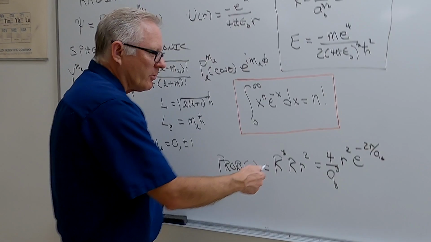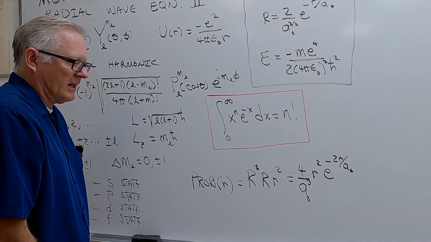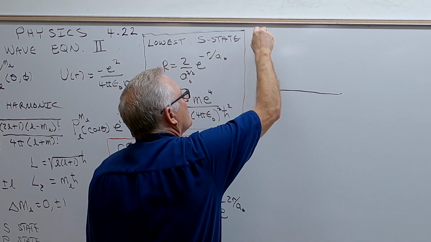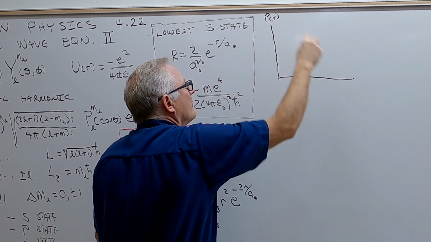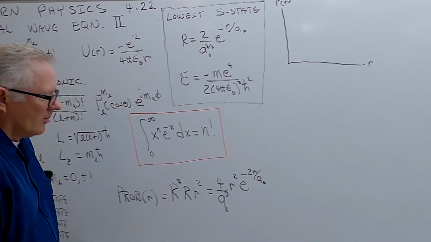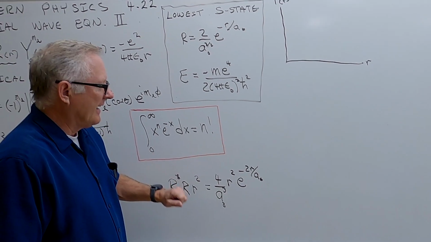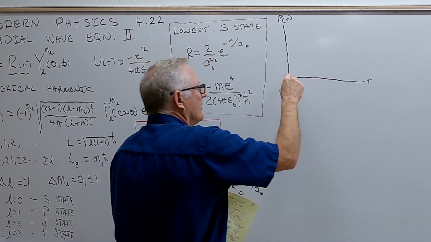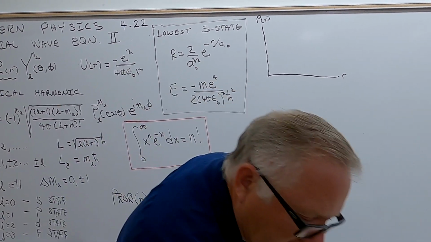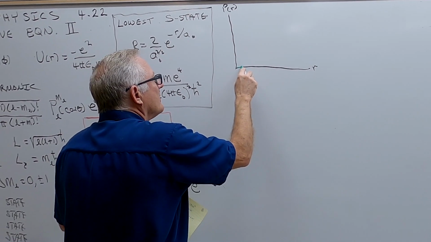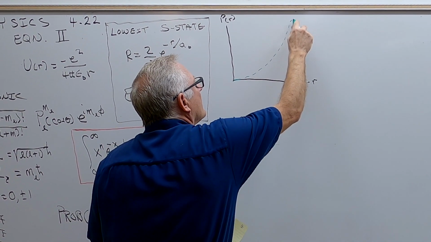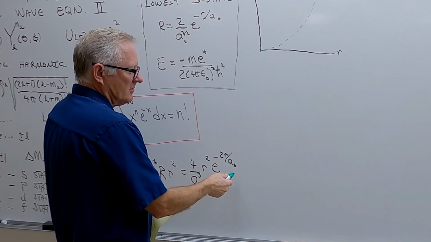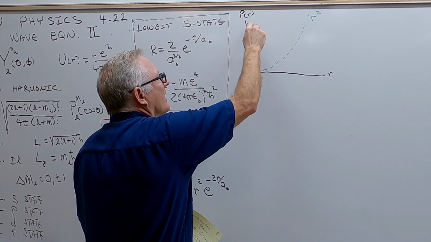Now, if I were to plot this out, what does this function look like? If we plot out the probability as a function of R versus R, the 4 over A naught cubed just scales it. If I just looked at R squared, we know what that looks like. Maybe I'll put that in a different color. There's R squared. And e to the minus something, e to the minus x, just kind of goes like this.